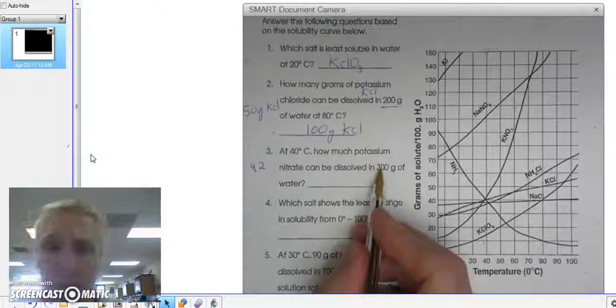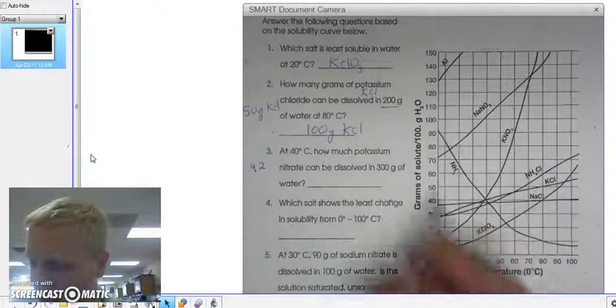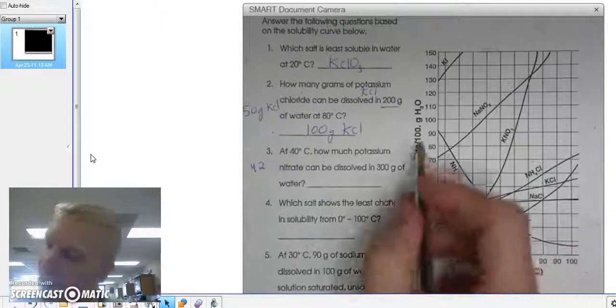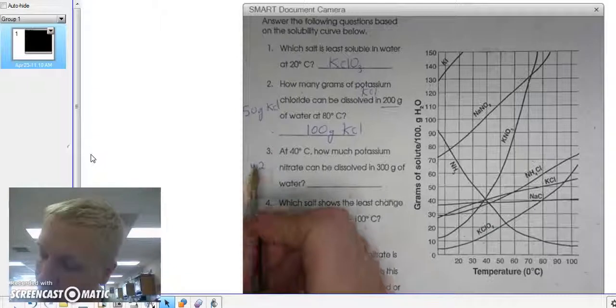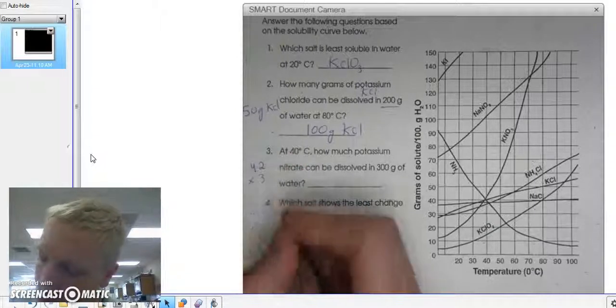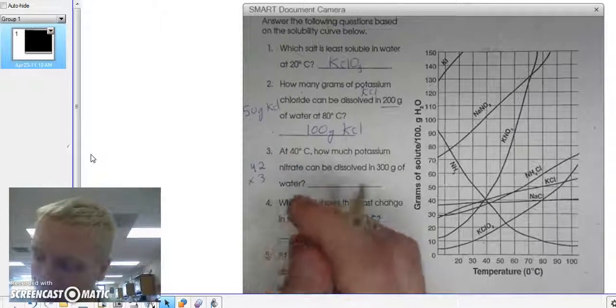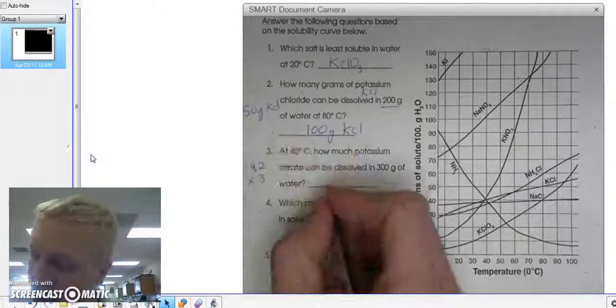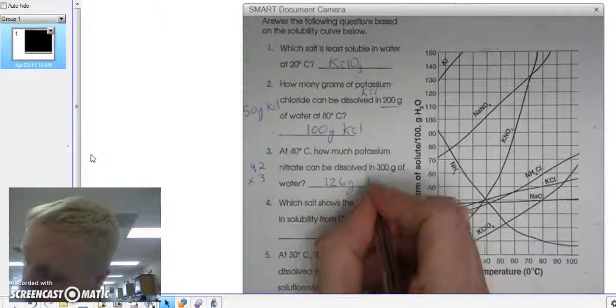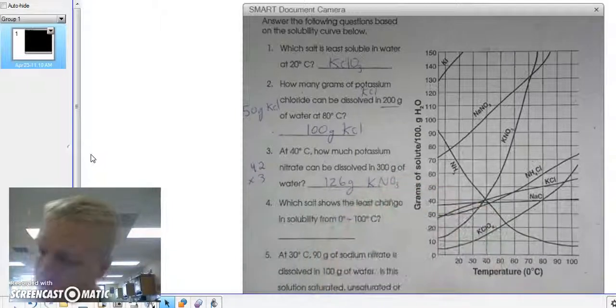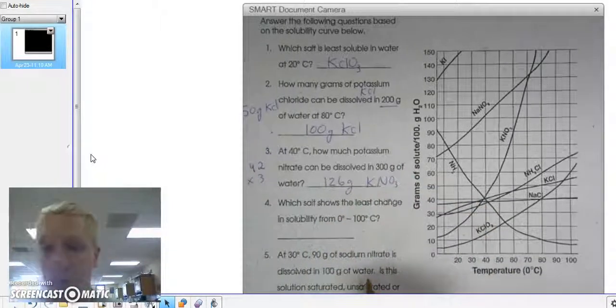But it's out of 300 grams of solvent. This chart's out of 100 grams of solvent. So we're going to have to multiply this by 3 so that we have 300. This 42 multiplied by 3 equals 126 grams of potassium nitrate that could dissolve in 300 grams of water.